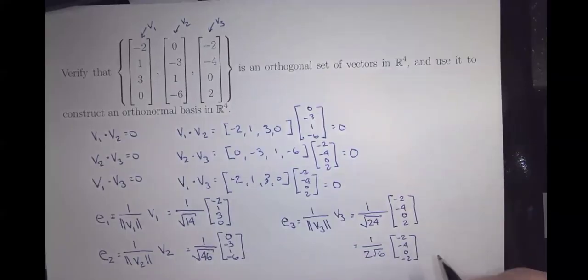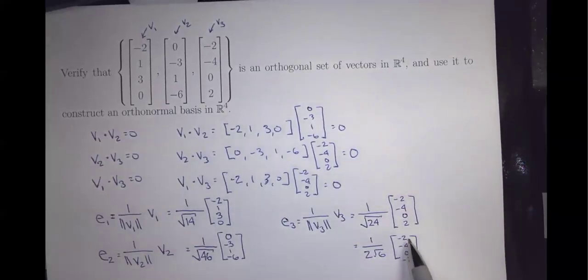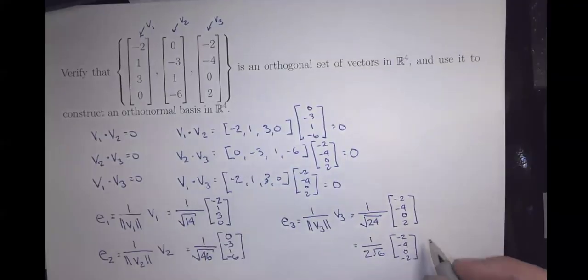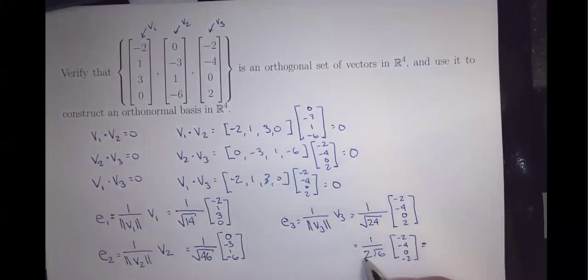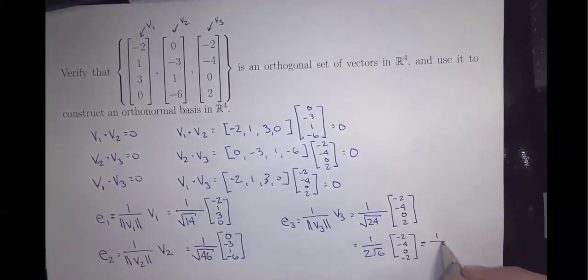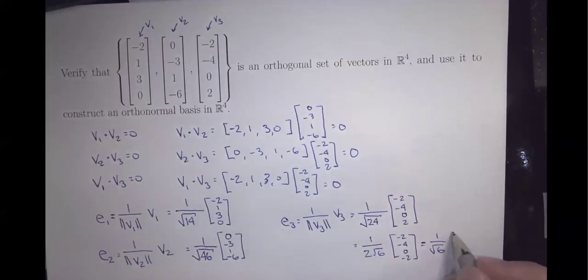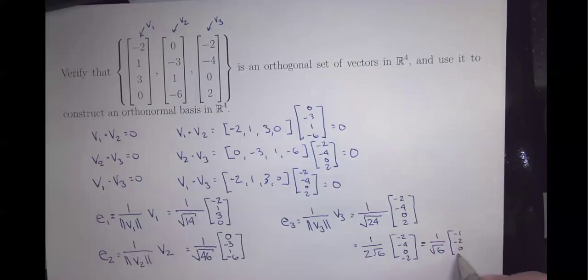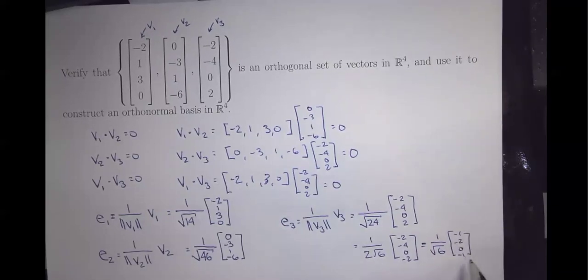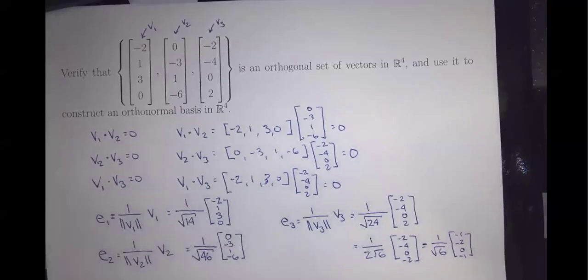If you really want to be clever about this, you'll notice that each of these entries is even, so we can factor a 2 out of that vector, divide out the 2 in front, you get 1 over root 6 times (-1, -2, 0, 1). And so your E1, E2, and E3 will form an orthonormal basis for the span of this set in R4.